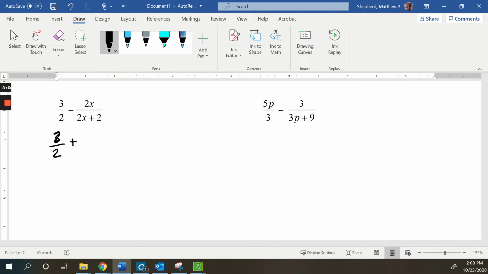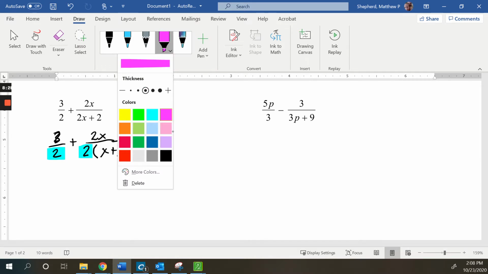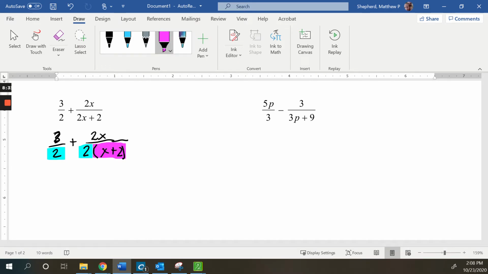This fraction right up here, the 2x doesn't factor. However, on the bottom, I could factor out a 2. We've got 2 times x plus 2. Now, notice what they do have in common in the denominator. This has a 2 in the denominator. This has a 2 in the denominator. What we're lacking over on the left side is an x plus 2. So if I want their two denominators to look exactly the same, I'm going to multiply everything in the left side by that x plus 2.